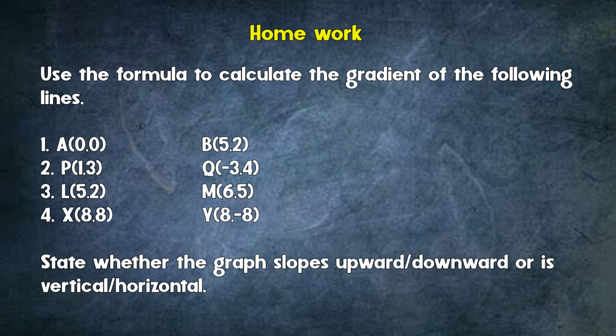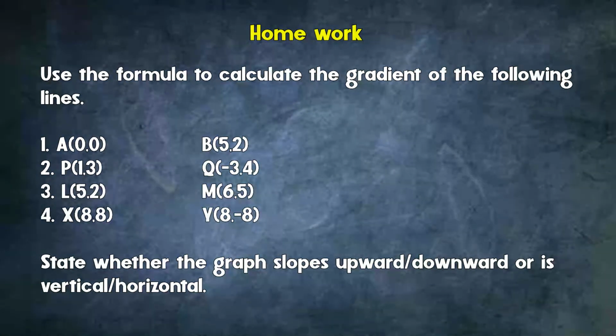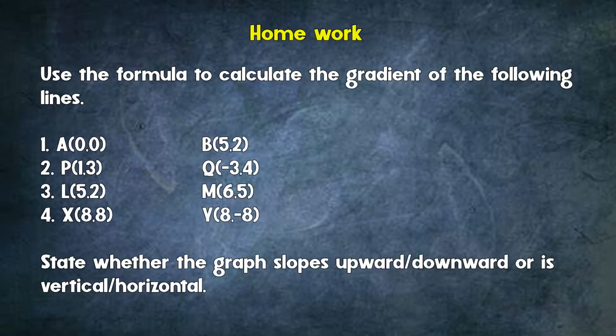So for your homework, you're going to use the formula to calculate the gradient of the following lines. Number 1, A (0, 0) and B (5, 2). Number 2, P (1, 3) and Q (-3, 4). The third one, L (5, 2) and M (6, 5), and lastly, X (8, 8) and Y (8, -8). After you have calculated the gradient of these lines, you can state whether the graph would be sloping upwards, downwards, or if it's a vertical line or a horizontal line.